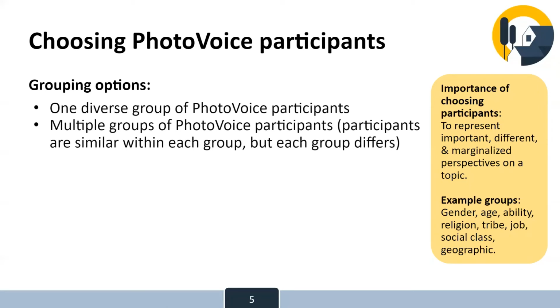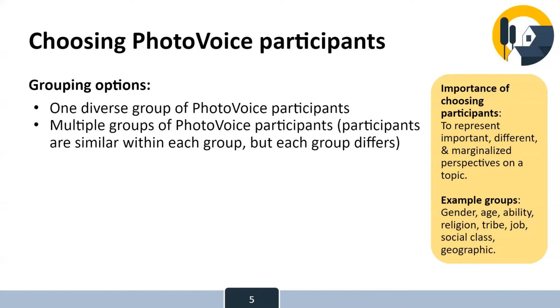One is to bring together diverse participants into one group and have them share very diverse perspectives. If you think that diversity of perspectives means that some people will feel like they don't have a voice, that there are power differences within the group, you might actually choose to have multiple different groups where each group is a little bit more similar.